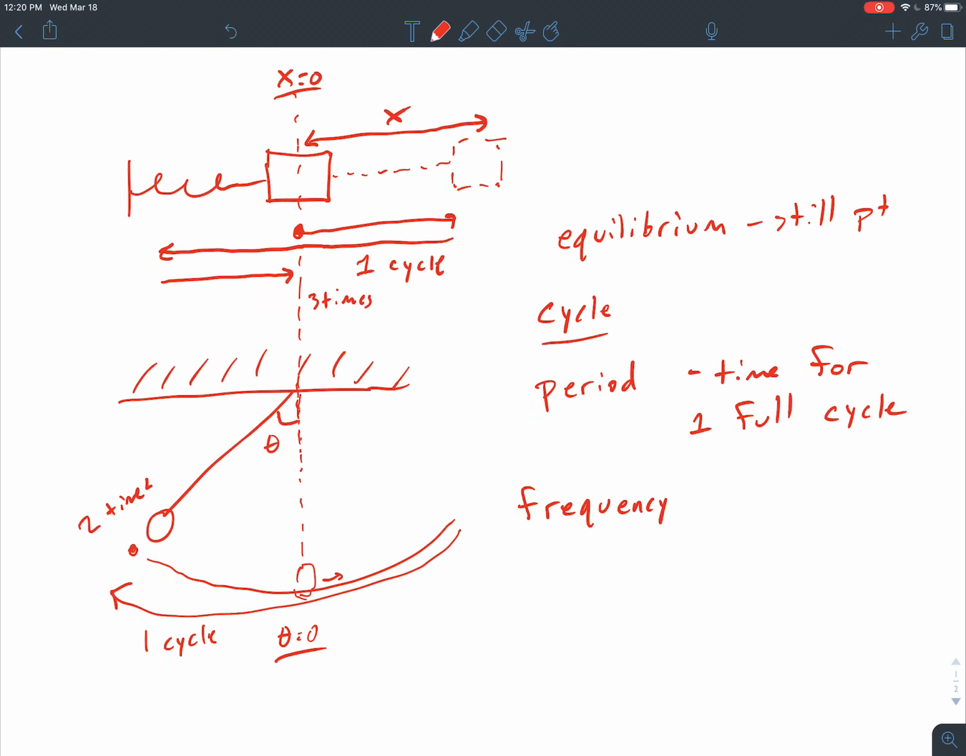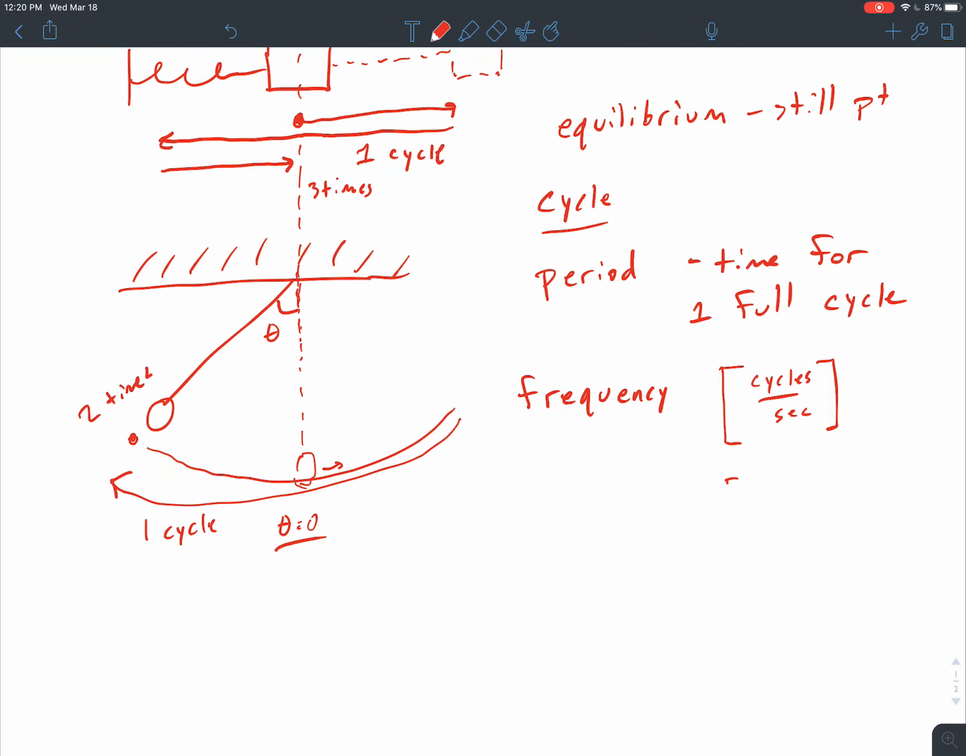So frequency is really how many cycles in 1 second. So the units are, I think we've talked about this briefly, cycles per second. But really, it's 1 over seconds, which equals a hertz. So our unit is hertz.